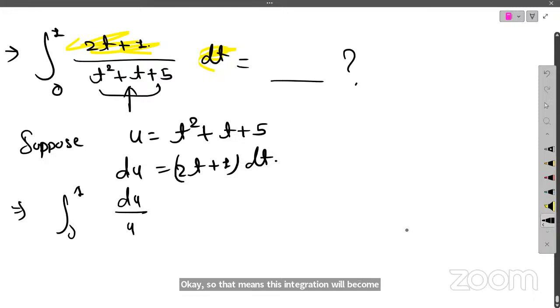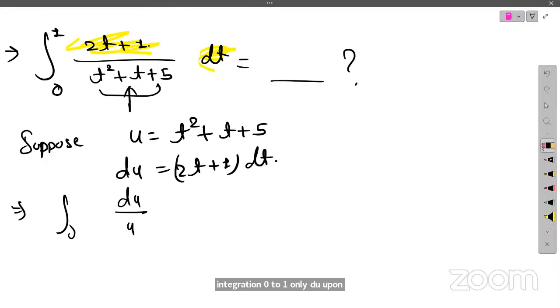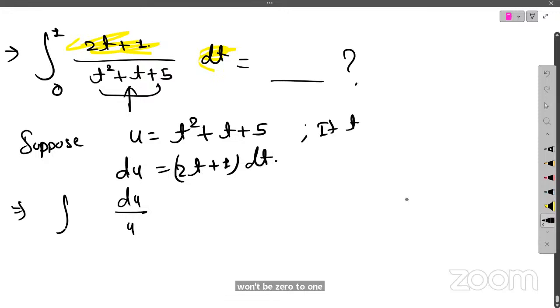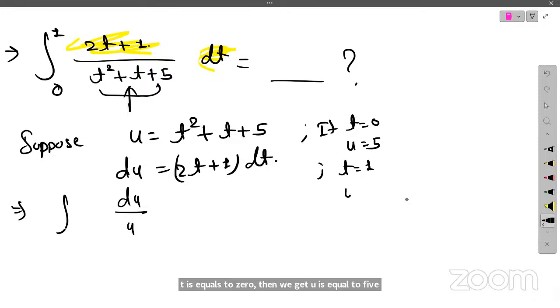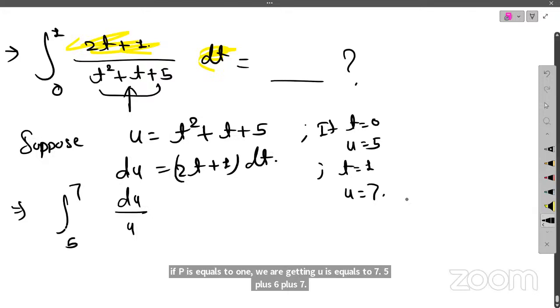But here we have to change the limits too. So the limits won't be 0 to 1. What will be the limits? If t is equal to 0, then we get u is equal to 5. And if t is equal to 1, we get u is equal to 7. So the limits will change from 5 to 7, du upon u.